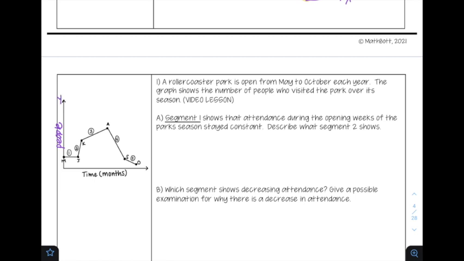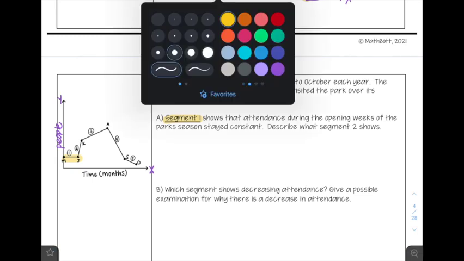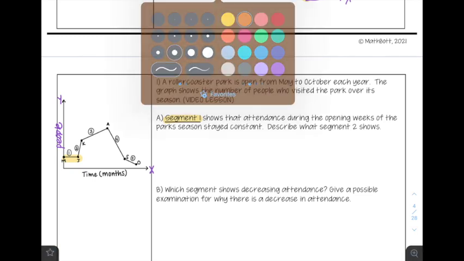And if you want, you can label your coordinate plane, X and Y. In part A, segment 1, so they're referring to this part, from May to June, shows that attendance during the opening weeks of the park season stayed constant. Describe what segment 2 shows. So now we're looking at segment 2.